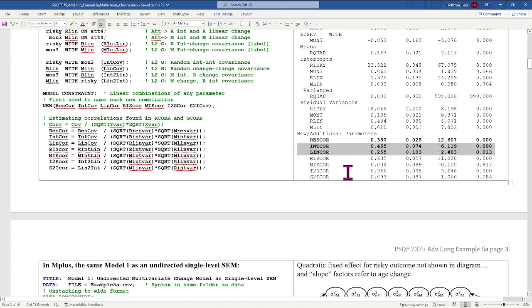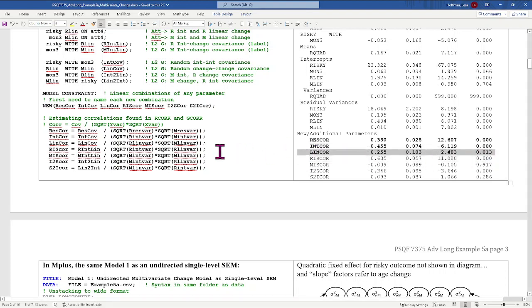There are negative relationships between the intercepts across variables and between the change slopes across variables at level 2. So the intercept in this model is at age 18. So int core refers to the correlation among the random intercepts as measured at 18. So girls who have relatively higher amounts of risky behavior than other girls at 18 concurrently also have higher amounts of monitoring at 18 than other girls. So this is a between person association.